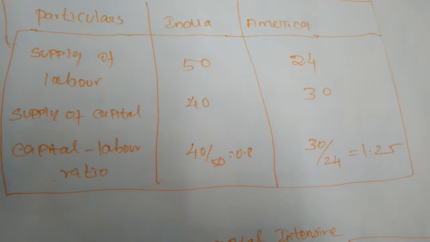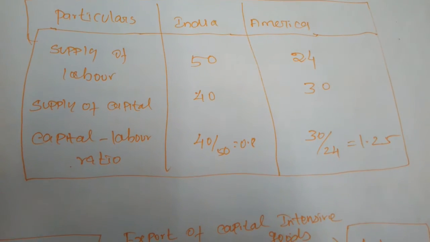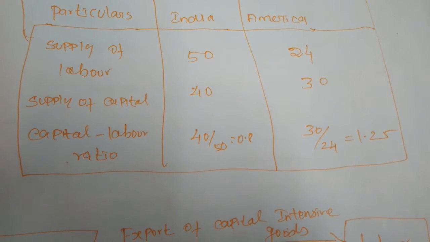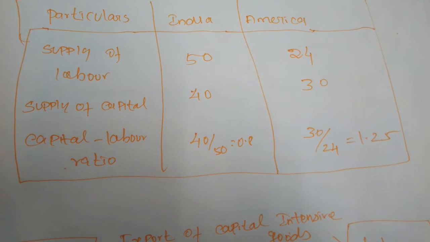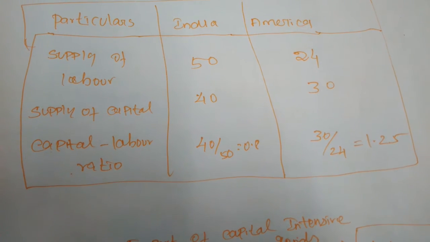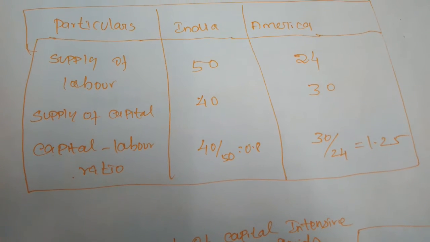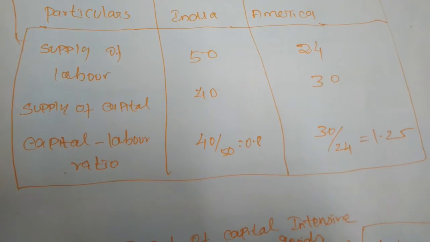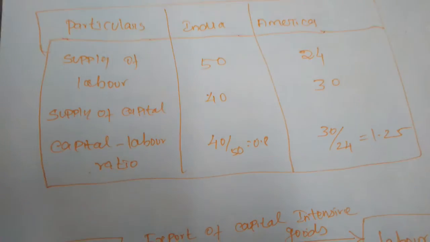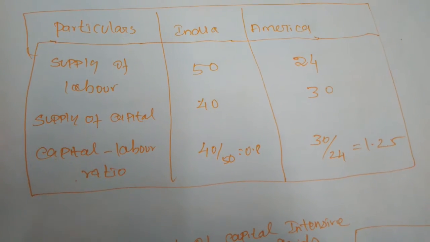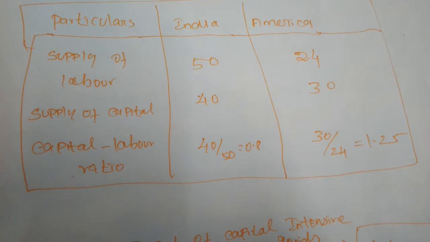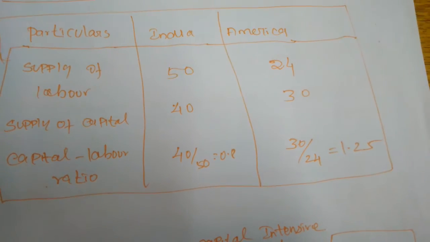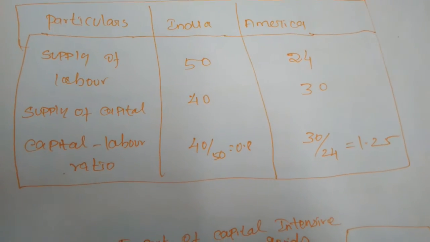So if India has more labor supply when compared to America, India is considered a labor intensive nation. But when we consider the proportions involving capital and labor, America may be considered the capital abundant country.